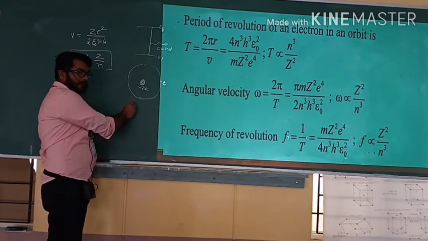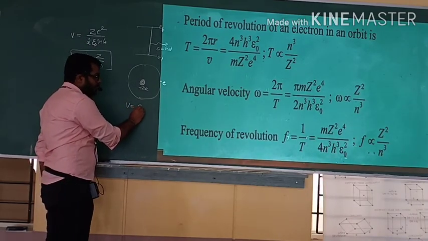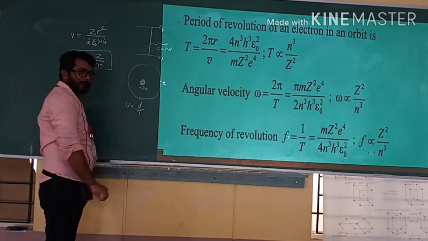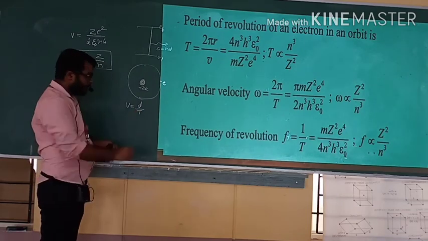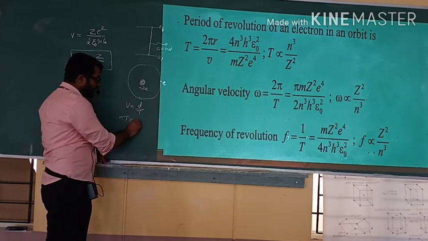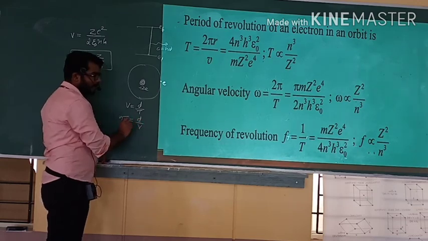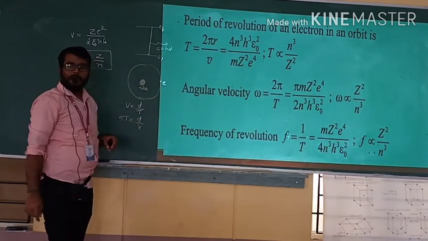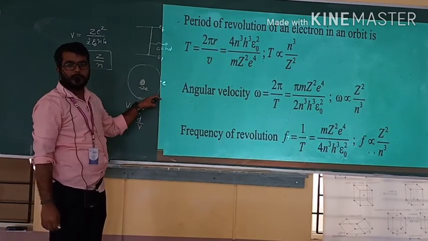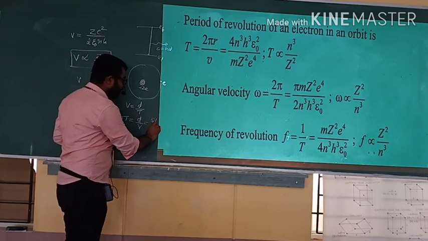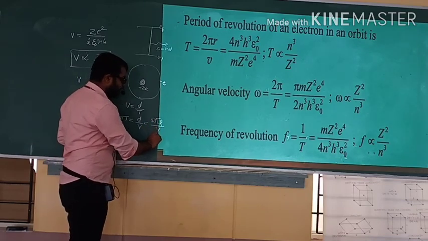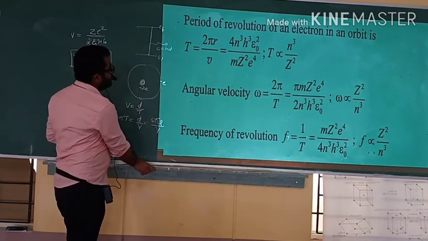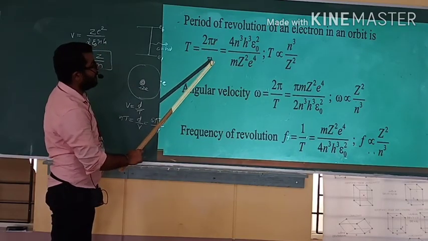So the time period is given by, we know that velocity v is equal to distance divided by time. You need the time, so this implies time is equal to distance divided by velocity. What is the distance? It starts from here and comes back to the same point, so the circumference of the circle will be the distance. Therefore it will be 2 pi r divided by v. Okay, here you can see that t is equal to 2 pi r divided by v.